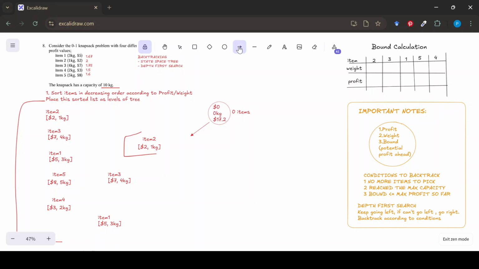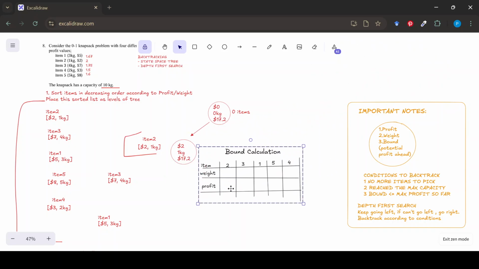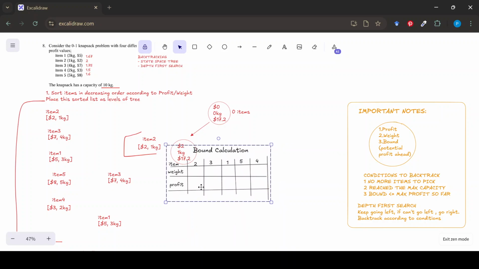So depth first search is going left. So we'll go left here. And since we have gone left, that means pick up item 2, right? Our state is pick up item 2. Let's calculate the profit here, which will be 0 plus 2. And our weight will be 1 kg, and our bound will remain as 17.2, right? Because nothing has changed about the potential item we are picking up, right? You can still calculate the bound if you want, and you'll get 17.2.